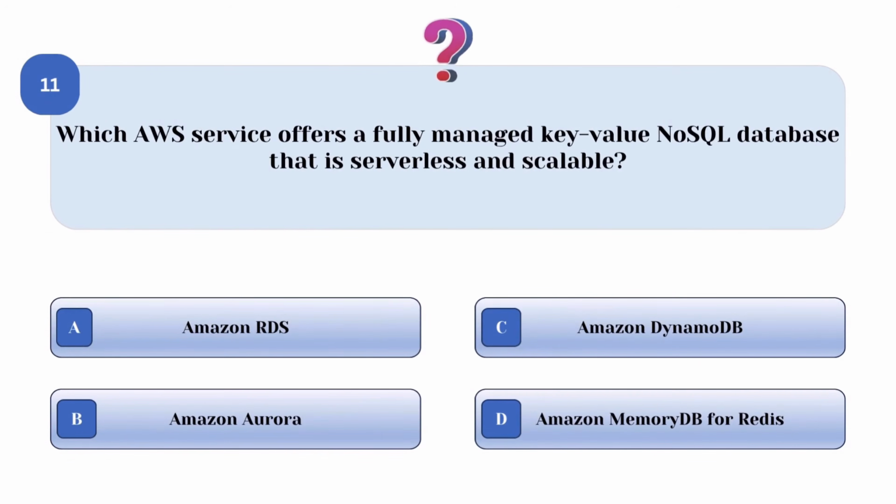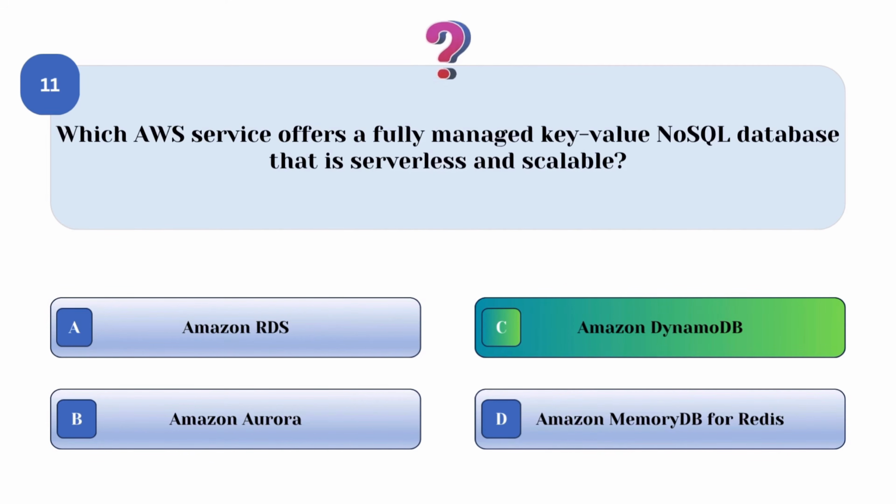Which AWS service offers a fully managed key-value NoSQL database that is serverless and scalable? Correct answer: Amazon DynamoDB. Explanation: DynamoDB is a fully managed NoSQL database service that supports key-value and document data models and is serverless. Why others are incorrect.